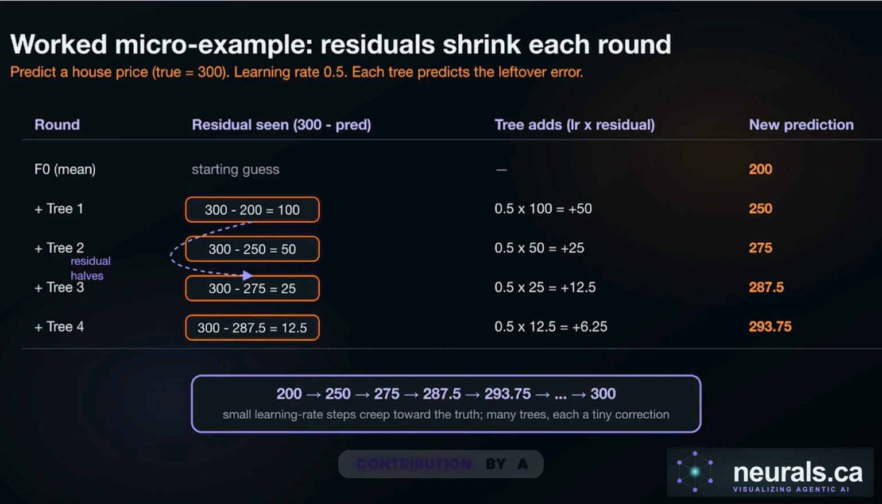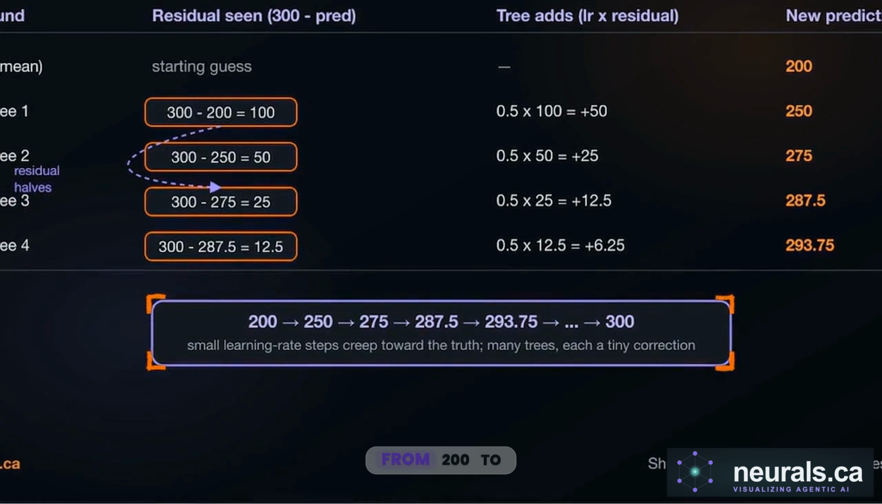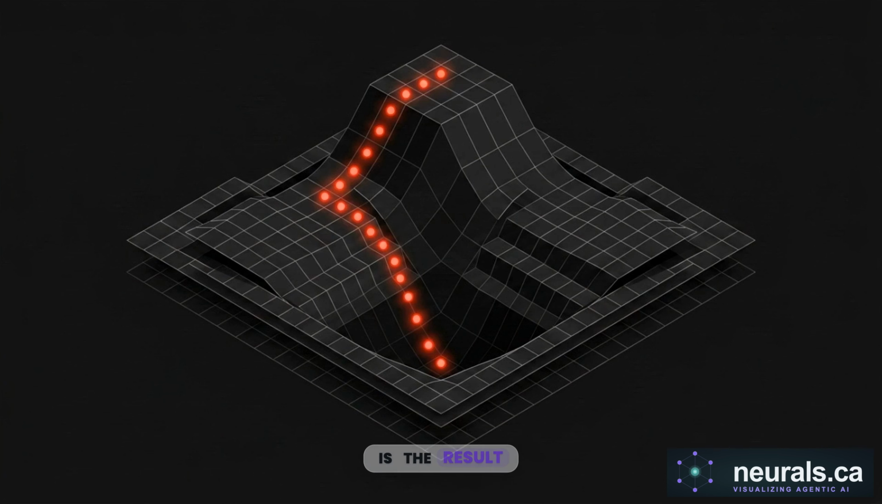We scale that tree's contribution by a learning rate. Here, it's 0.5. Instead of adding 100, we only add 50. This shrinkage prevents any single tree from dominating the model. Our new prediction is 250. This leaves a new residual of 50, which tree 2 now attempts to fix. The process halves the error again. Over several rounds, the prediction moves from 200 to 250 to 275 and converges at 300. This iterative reduction of error is the result of performing gradient descent within the function space.